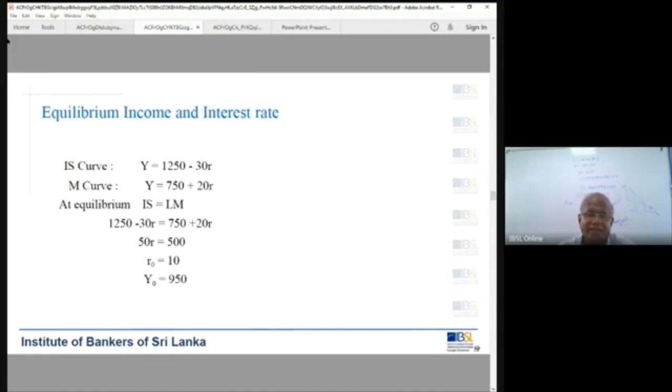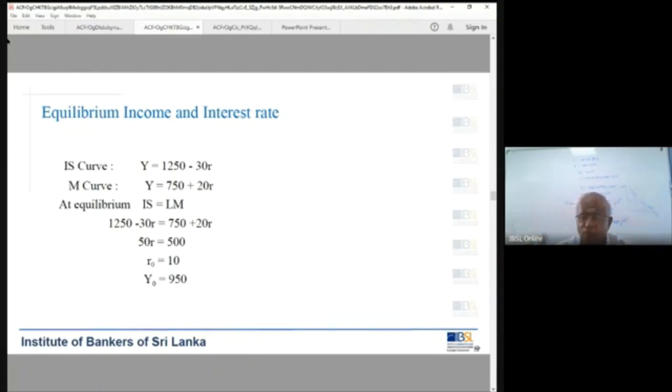Now we derive the IS curve. You know how to derive the IS curve. Equation is given: Y equals 1250 minus 30r. LM curve, sorry, the L is missing here. LM curve: Y equals 750 plus 20r.